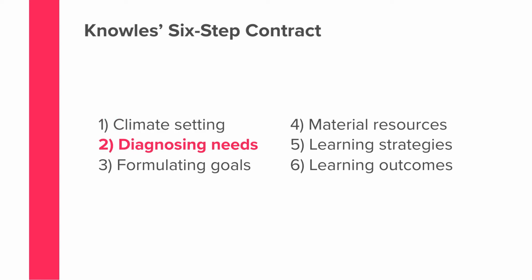The second step is to evaluate and diagnose the needs of the learner. Third comes the formulating of learning goals. The fourth step is to gather material resources for learning. Fifth is choosing appropriate learning strategies. And finally, the 6th step is establishing the learning outcome or goals.